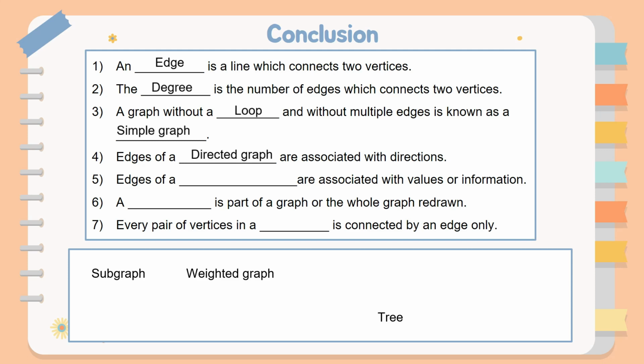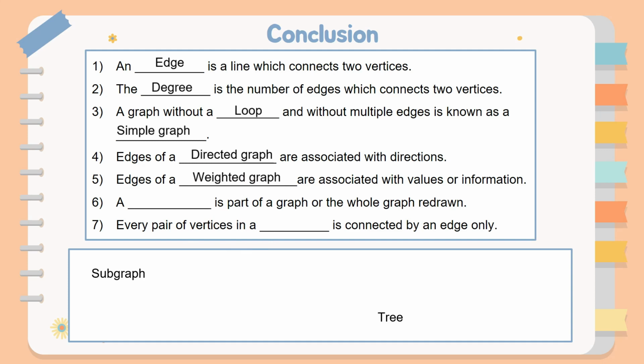Okay, number 5. Edges of the blank are associated with value or information. Okay, what is the answer? Weighted graph. Yes, correct. Each edge of a weighted graph is associated with value or information.